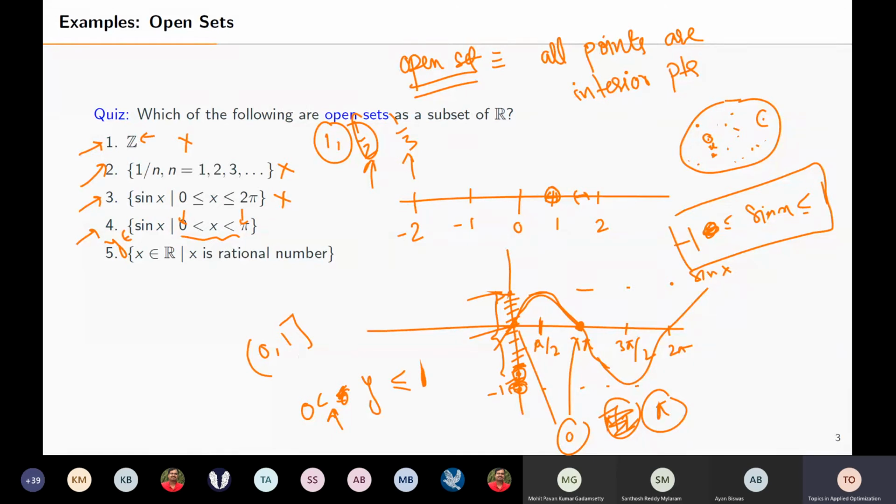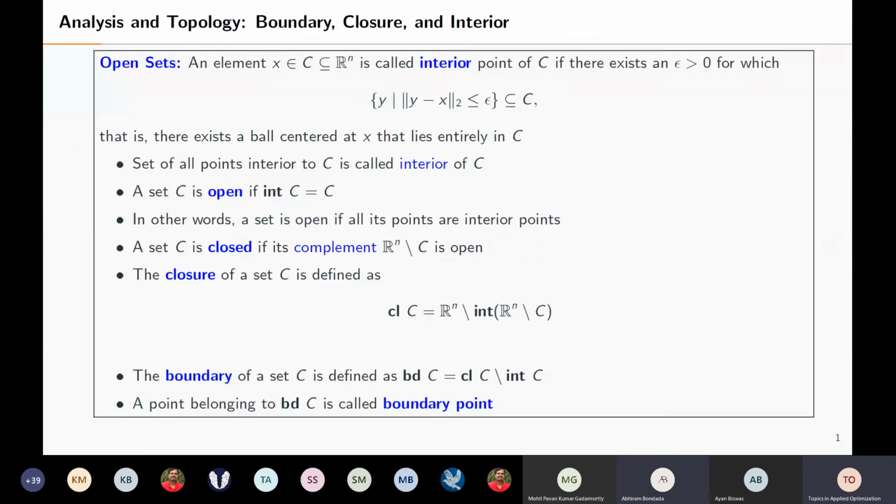Sir, can you take us to the slide where you defined an interior point? Sir, you said there exists an epsilon greater than 0, but it should be for all epsilon greater than 0, right? No, I'm just saying there exists. Exists means just one is enough, right?